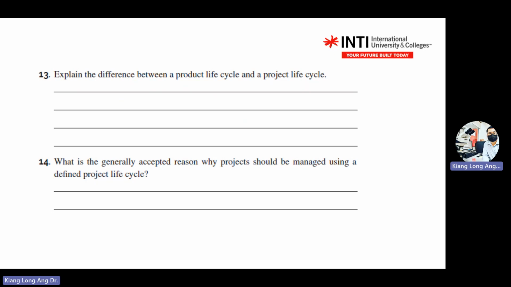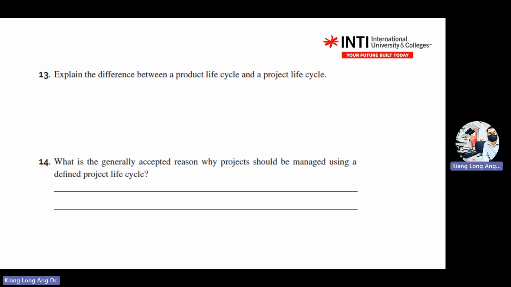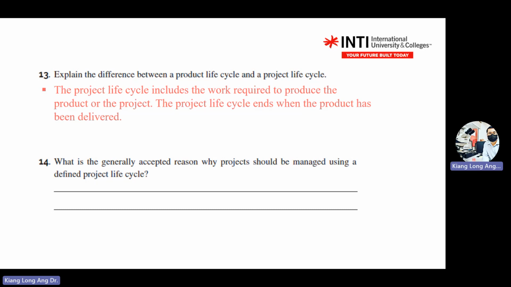What is the difference between project and product? Yeah, I'll give you the answer. Okay, project life cycle includes work. The keyword here is work to produce the products. Project life cycle includes the work required to produce or achieve the project. And the project life cycle ends when the product has been delivered.